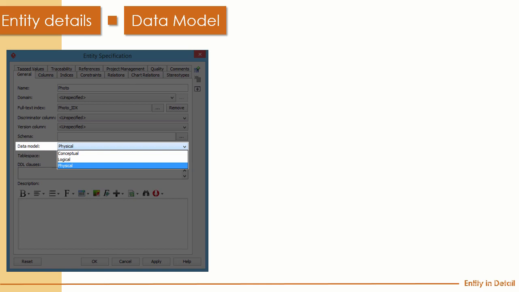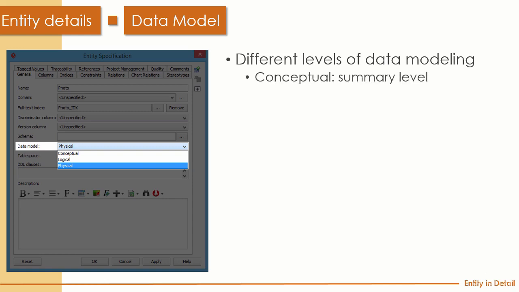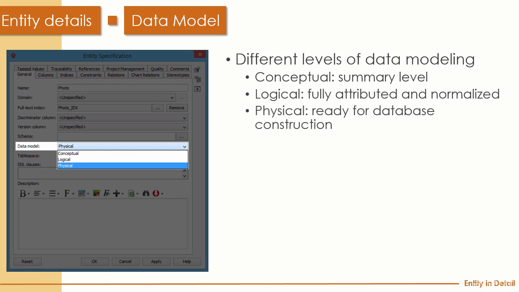The data model. We talked about the conceptual model, logical model, and physical model. In one diagram, you can specify it as logical or conceptual. If you want, you can specify different entities in the same diagram with different model levels. You can specify it as conceptual, which is a summary level. Logical is fully attributed and normalized. And physical is ready to generate the database.